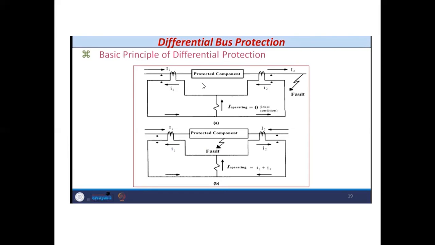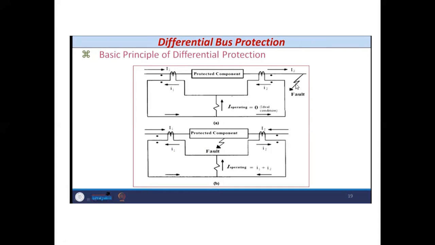In case of the external fault, for example, this is the external fault somewhere here, in this condition the two currents are ideally zero, but practically it is not zero because of some reasons. So this current is ideally zero, and hence the relay is not going to operate.